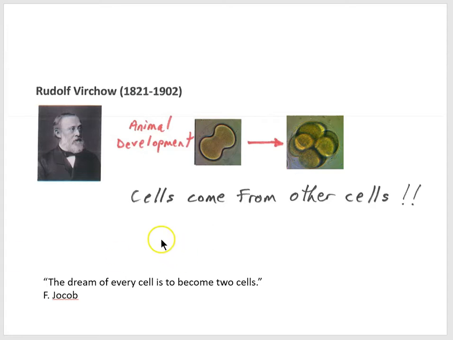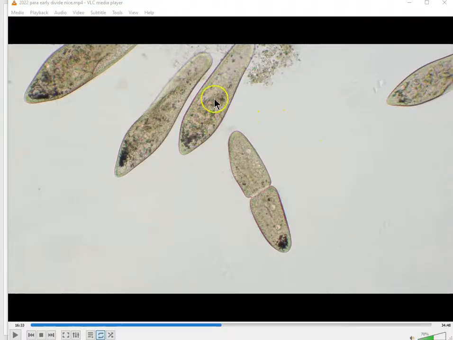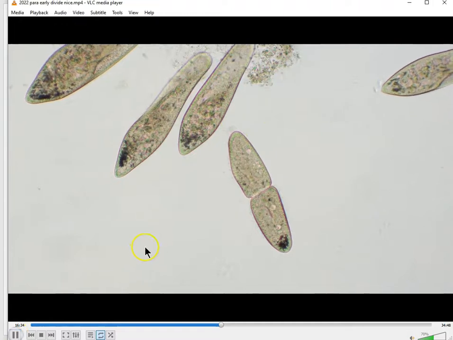Now, Rudolf Virchow is mostly given credit for nailing this last pillar of the cell theory down, where the argument is that cells come from other cells. So he collected evidence from lots of other scientists and forcefully persuaded others that, in fact, there is no spontaneous generation. Cells have the capacity to make new cells. A later scientist once wrote, "The dream of every cell is to become two cells." Now, if you're a single-celled organism like Paramecia, the dream of every cell is to become two cells. Well, that's just reproduction.